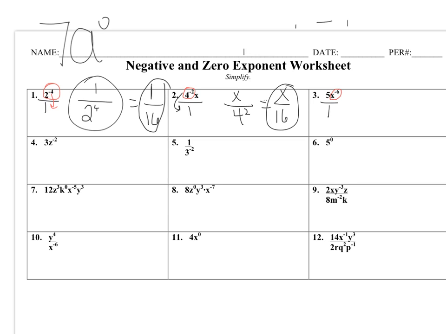What am I moving to the bottom? X. Am I moving 5 to the bottom? No. Why not? It doesn't have a negative exponent. So 5 stays on the top, and then x to the 6 goes on the bottom, and I'm done.